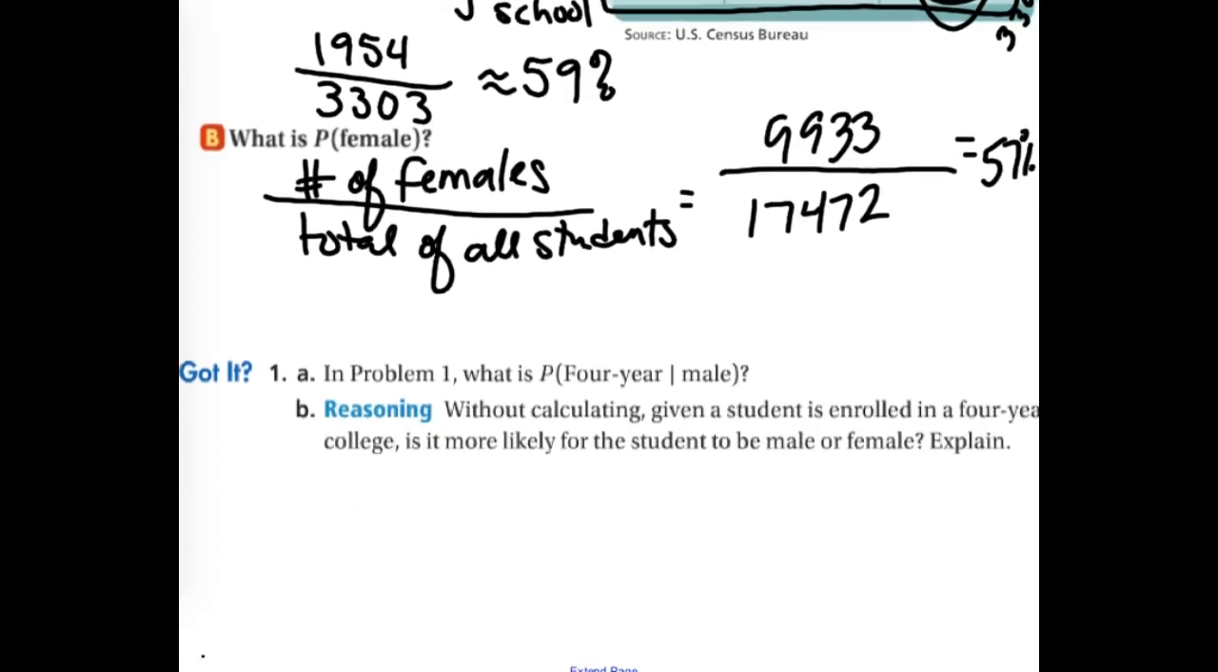All right. It says, what is the probability that the student we pick is in a four-year college given that the student is male? Okay? I'm going to pause the video. I want you guys to talk at your tables. What part of my table will I be using? Is there a specific column, a specific row? What is it that I'm going to narrow it down to?